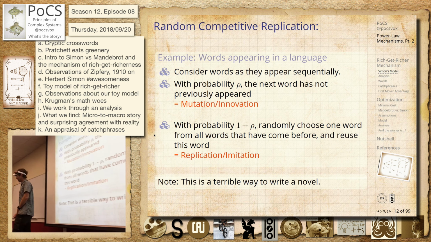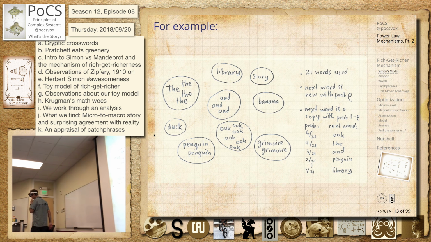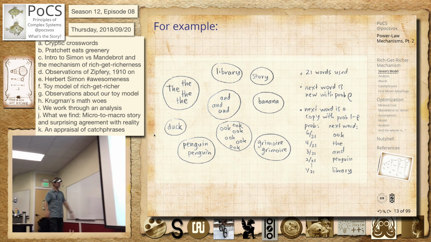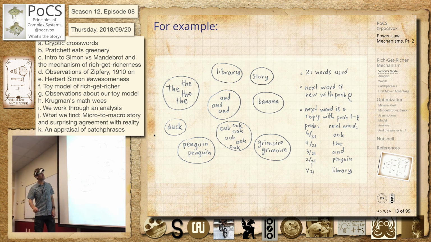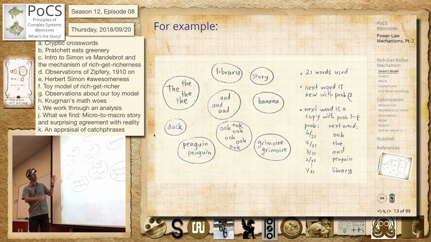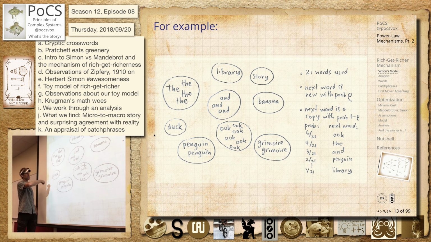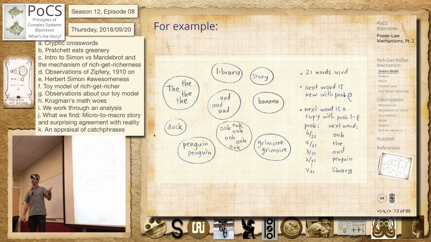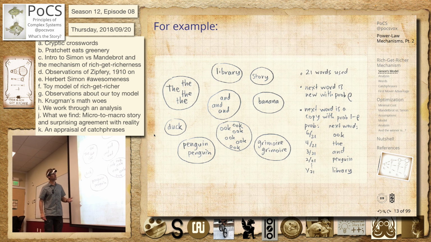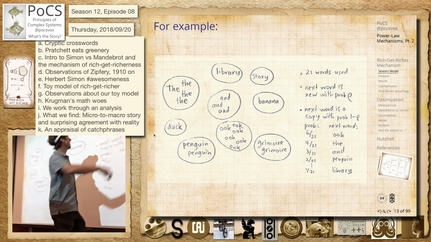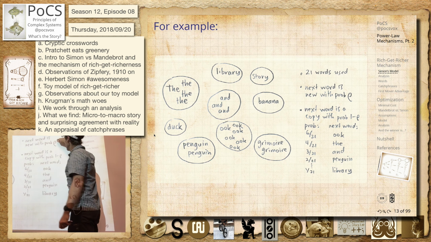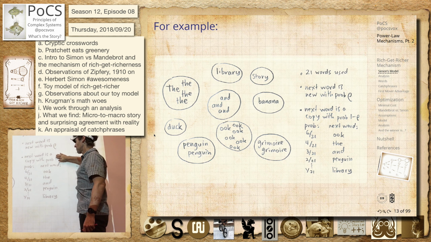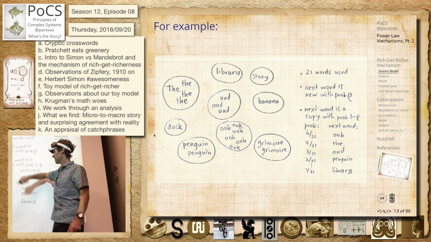This is a terrible way to write a novel. Just to draw, there's one picture here maybe to help you, one last step. So we've got 21 words have appeared in our novel. They are actually in sequence. But the way this mechanism works is we don't care about the sequence at this point, because the next word is going to be a new word with probability rho, and then with probability 1 minus rho, we would choose from the words that exist.